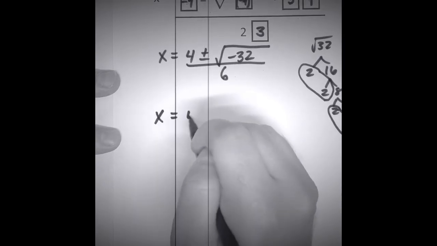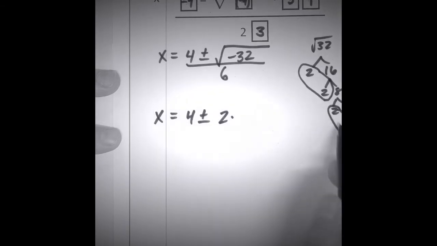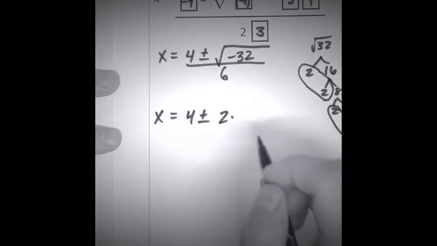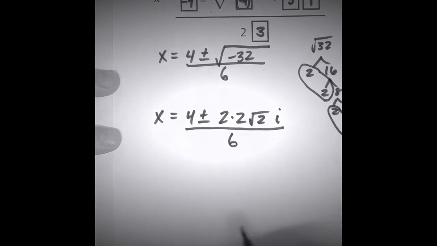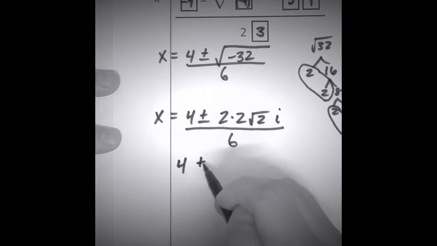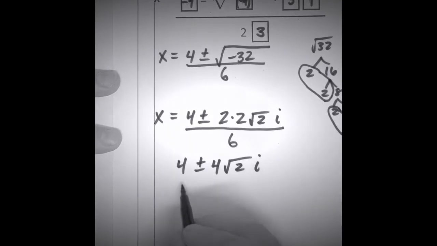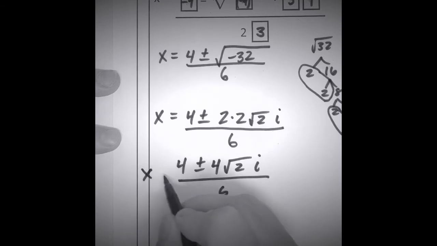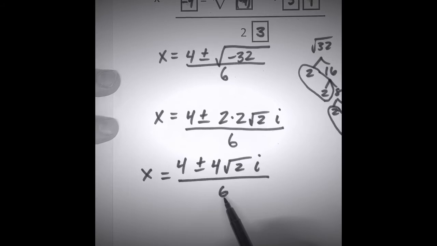So we get x equals 4 plus or minus. 2 times 2 is 4, so we get 1, 2 on the outside. 2 times 2 is also 4. The square root of 4 is 2. And then we have a 2 left over on the inside and an i, all divided by 6. 2 times 2 is 4, so we get 4 plus or minus 4 times the square root of 2, i, all over 6.